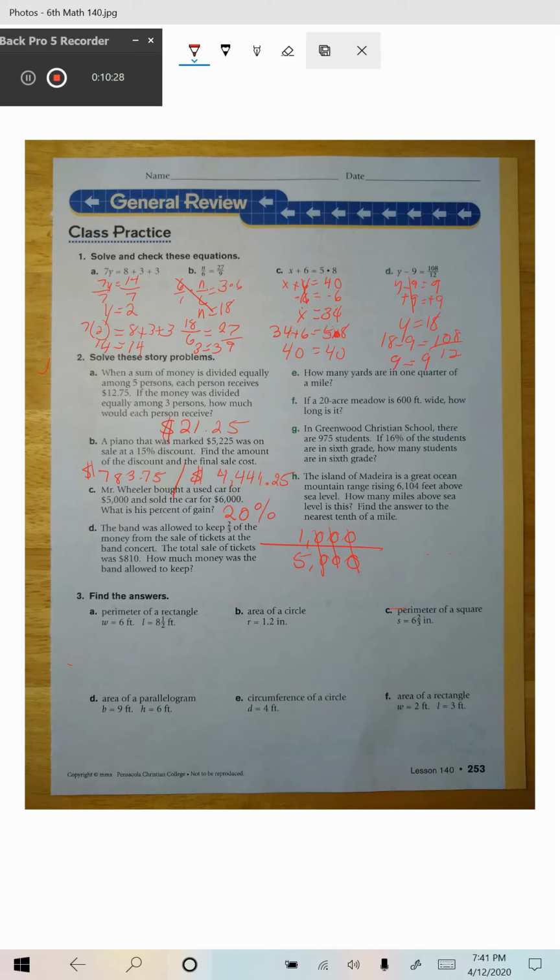All right. The band was allowed to keep 2/3 of the money from the sale of tickets at the band concert. The total sale of the tickets was $810. So how much money were they allowed to keep? Well, they were just allowed to keep 2/3 of it, right? Well, what does "of" mean? Times, right? So just do 810, this is an easy one, times 2/3.